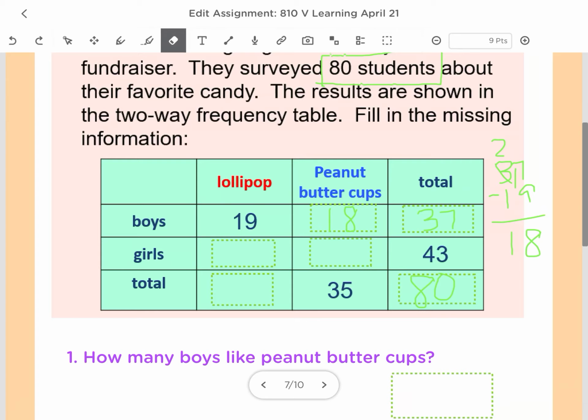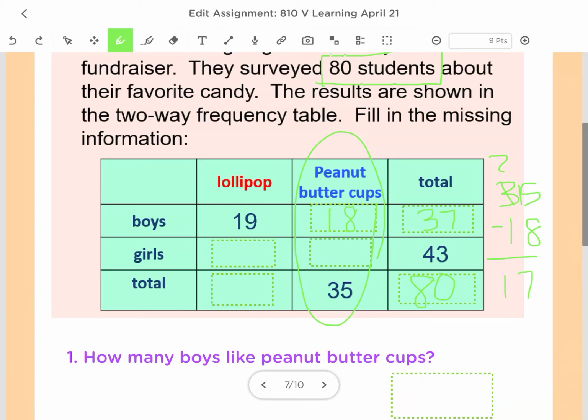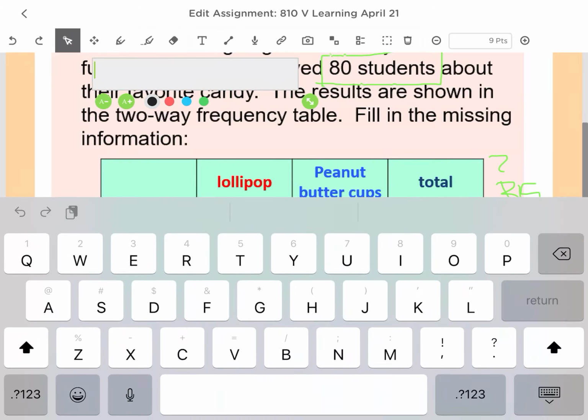From there, I know that I had a total of 35 people that chose peanut butter cups, and I know 18 of them were boys, so I'm going to try to figure out the number of girls by subtracting 35 minus 18, which is 17. And I can check because 17 plus 18 does equal 35.